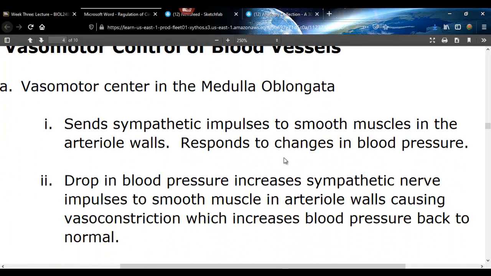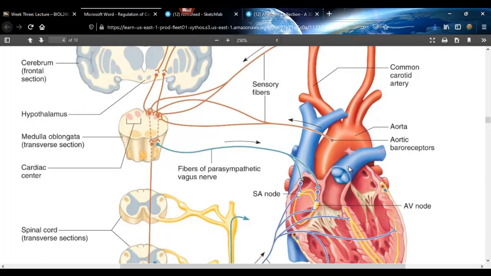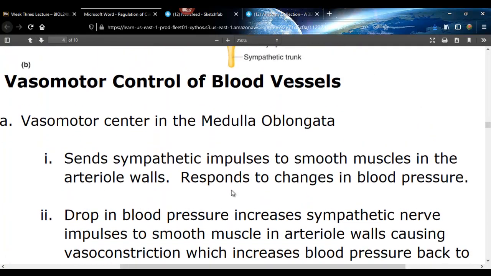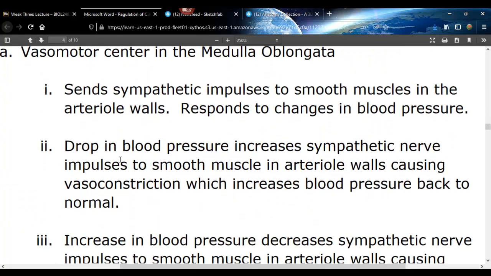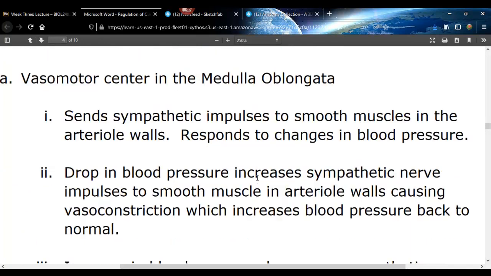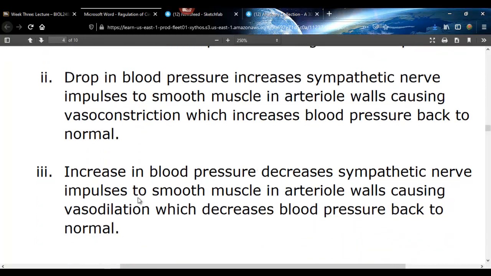The vasomotor center has to do with blood vessels. So these are the carotid arteries. This is the left subclavian. This is called the brachiocephalic artery, which would go into the right subclavian. Here are the veins. The vasomotor center is also found in the medulla. It's all sympathetic. A drop in blood pressure would increase sympathetic nerves to constrict arteries to offset the drop in blood pressure. That's why it's called vasoconstriction.